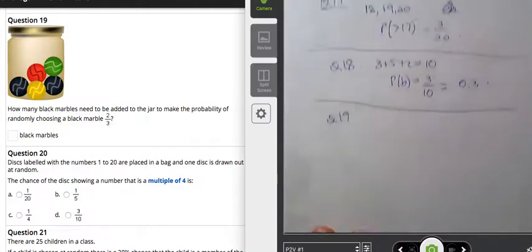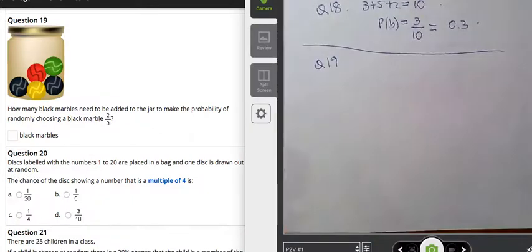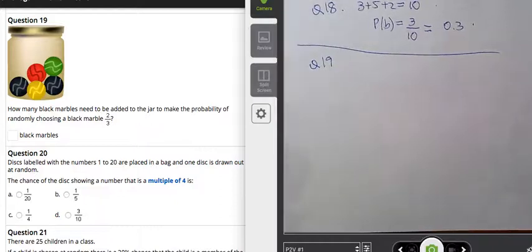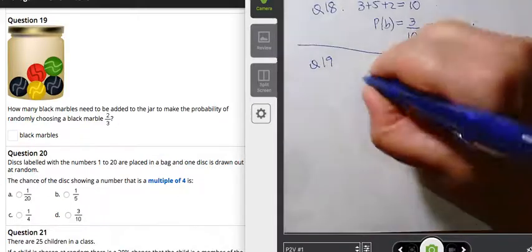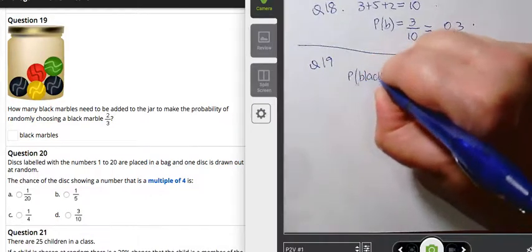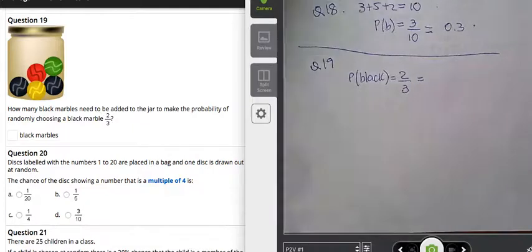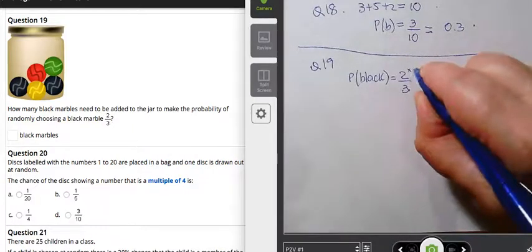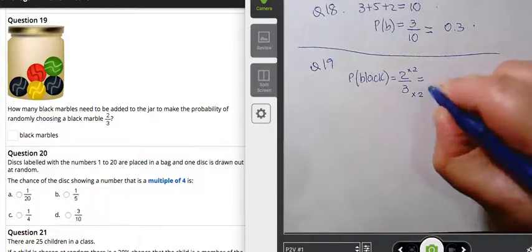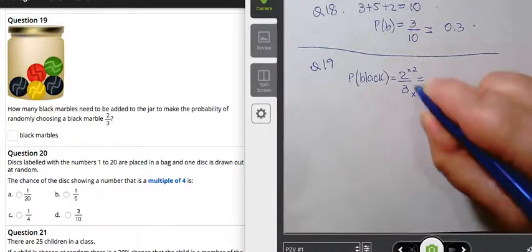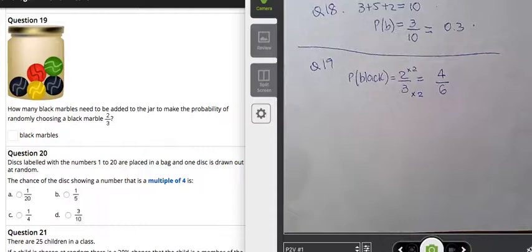Now for question 19, a few people got this one wrong. How many black marbles need to be added to the jar to make the probability of randomly choosing a black marble equal 2/3? So if you want the probability of black to equal 2/3, let's write some equivalent fractions for 2/3. If we multiply the numerator and the denominator both by 2, we get 4/6. So that's another fraction that equals 2/3.